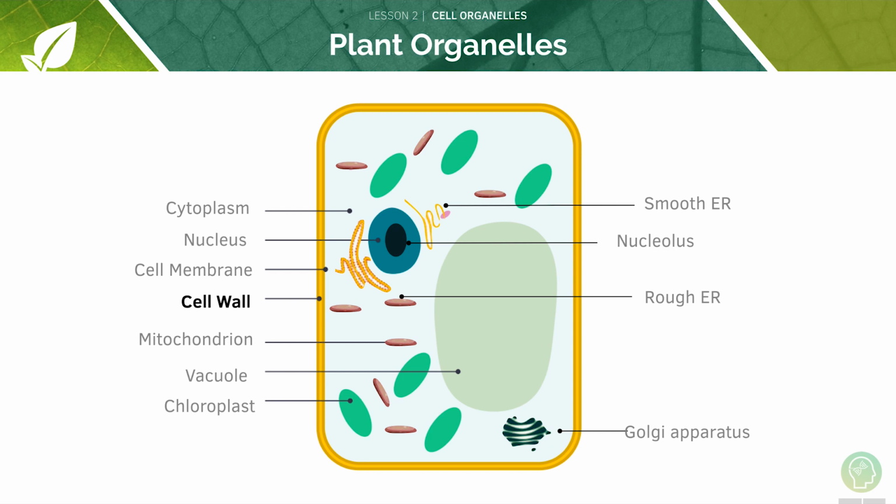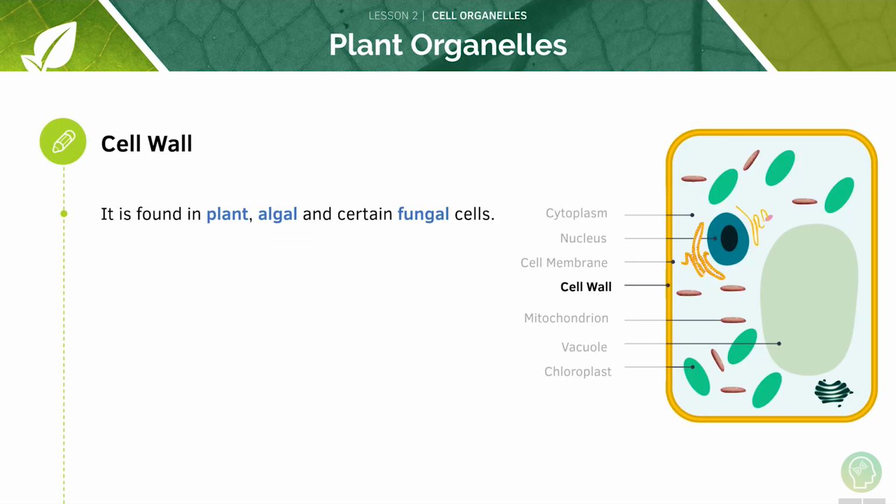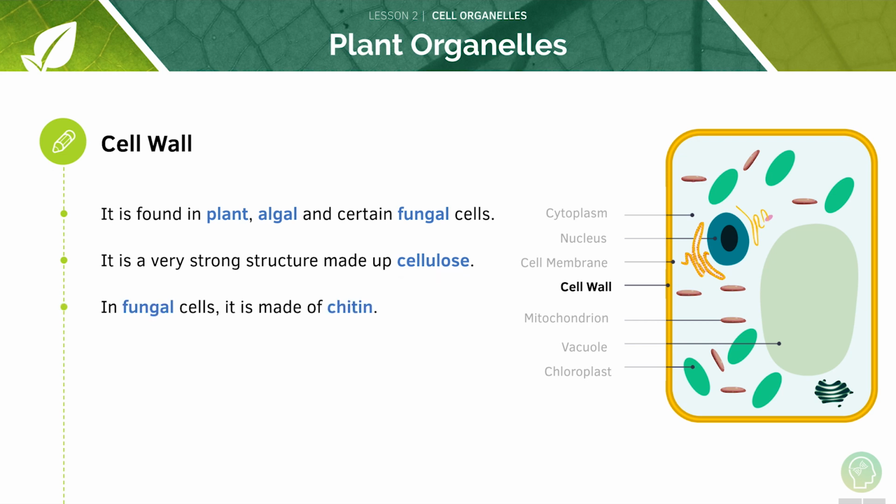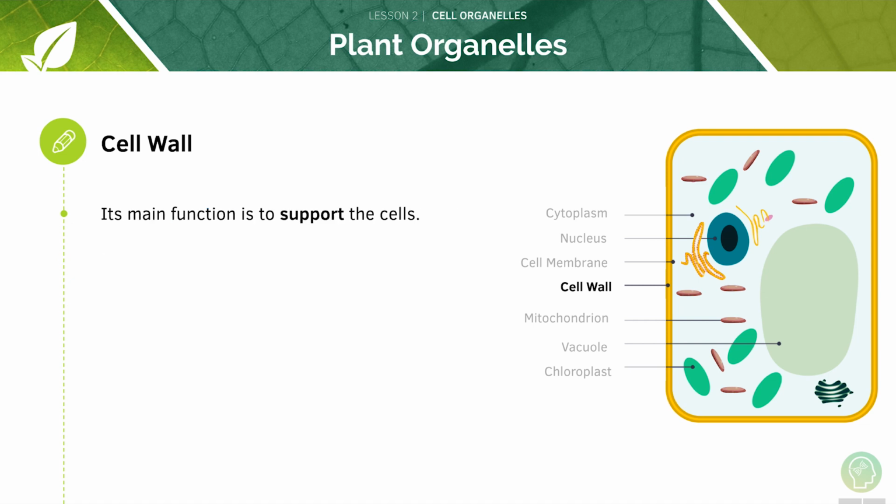Next, we will look at the cell wall. The cell wall is found in plant, algal, and certain fungal cells. The cell wall is very strong and is made up of a carbohydrate polymer called cellulose. In fungal cells, it is made of chitin. Some bacteria can also have cell walls.